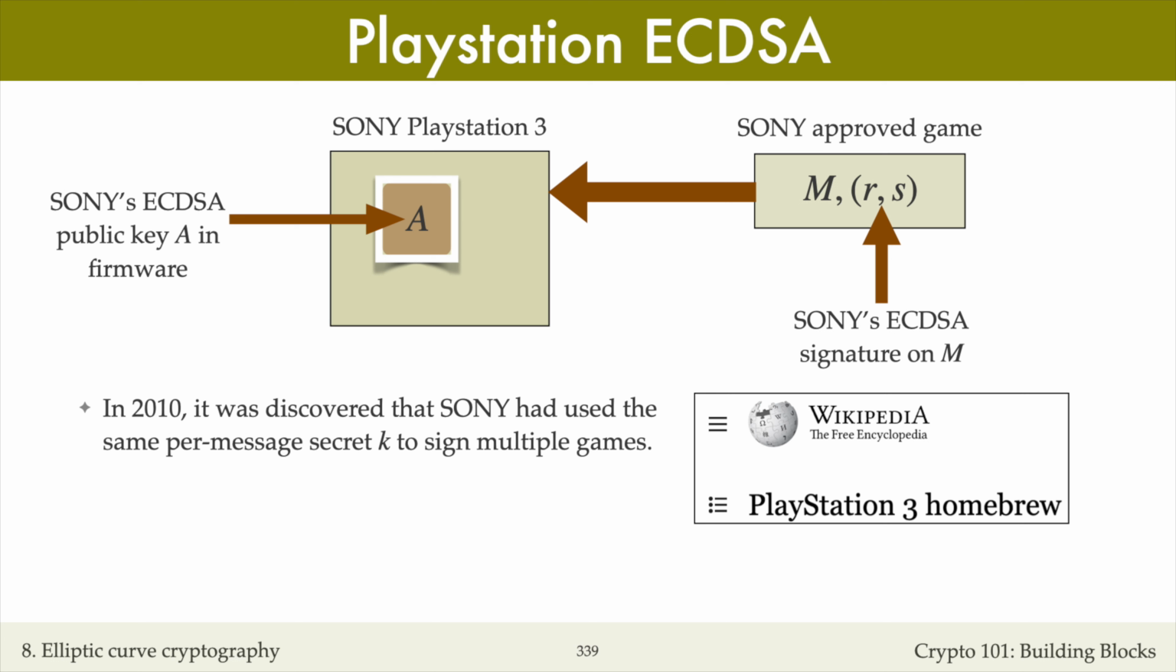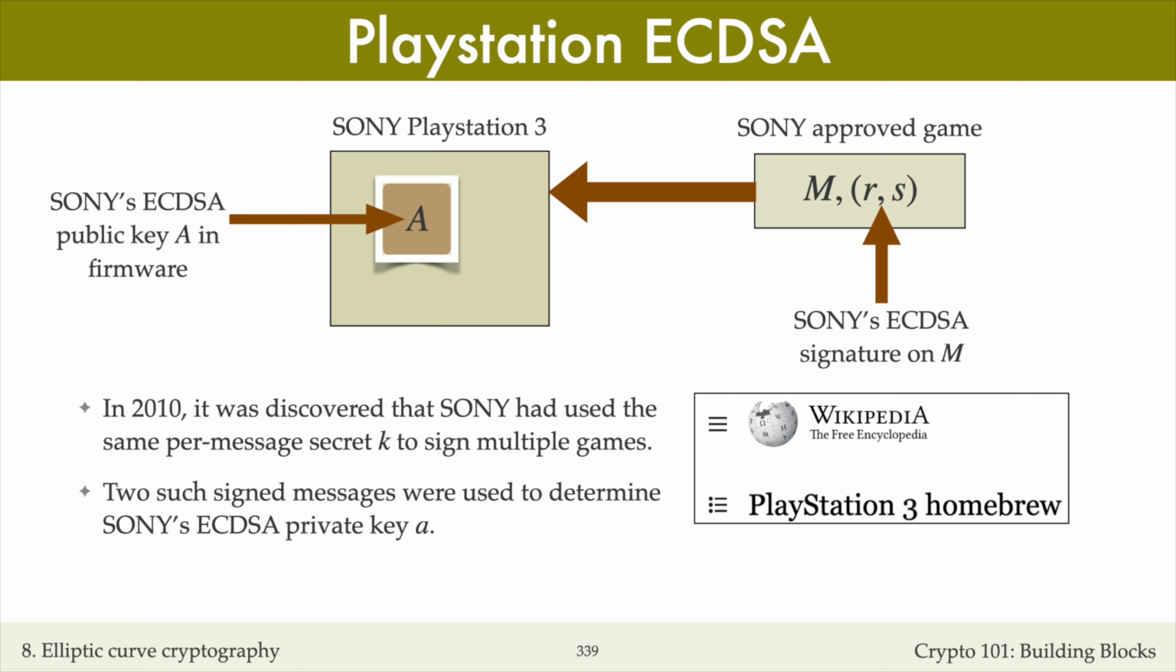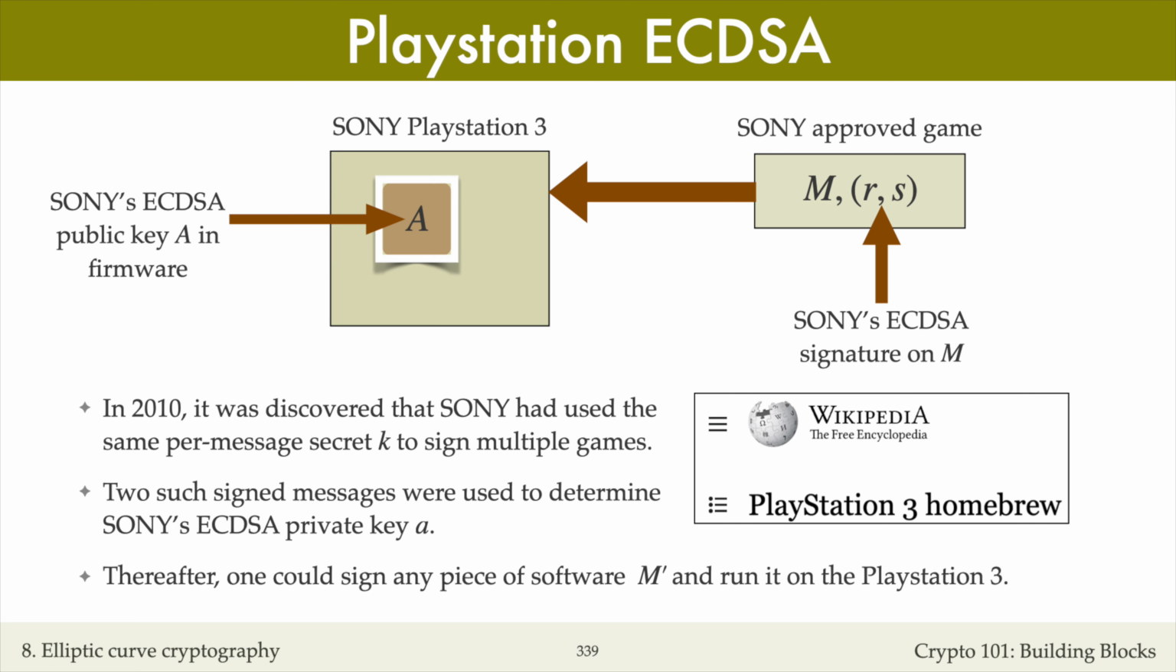In 2011, it was discovered that Sony had used the same per message secret key to sign multiple games. This was evident because the ECDSA signatures on the two games had the same R component. So, two such signed messages were used to determine Sony's ECDSA private key a. The private key was published, after which anyone could sign a piece of software and execute it on their PlayStation.